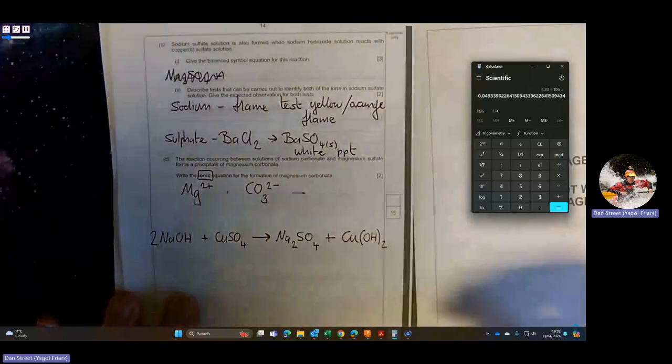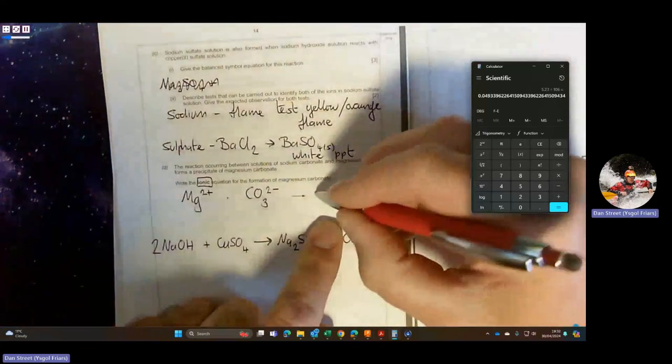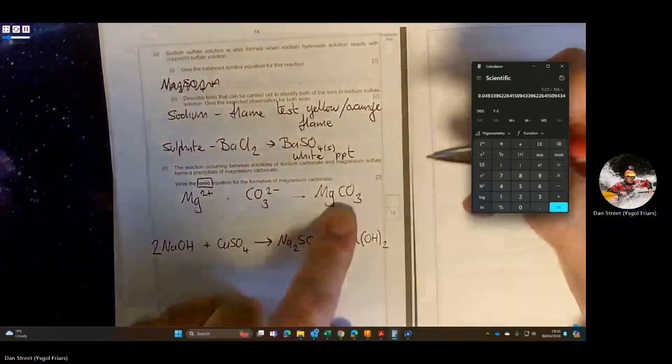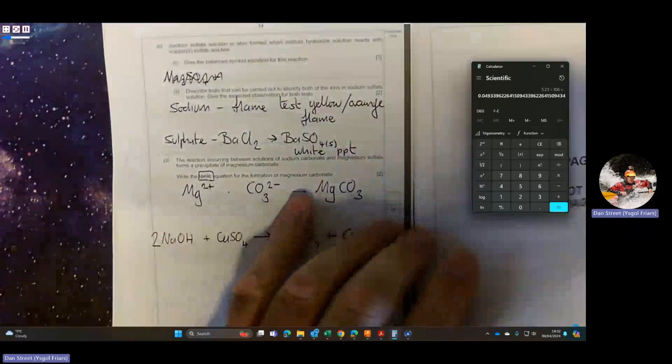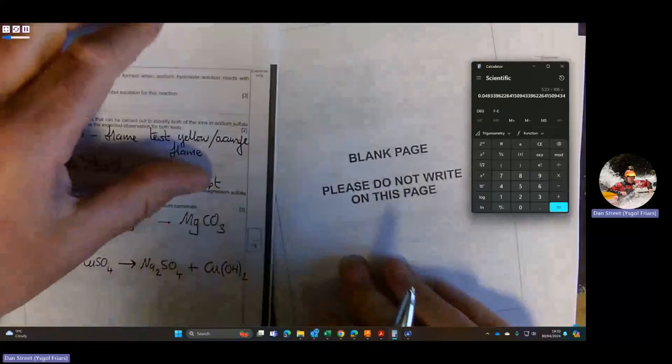These two automatically cancel each other out, so we can then move straight on to writing the formula MgCO3. So it's basically the same process as we've gone through a number of times at the back of the book, but written in a slightly different format. Okay, it's just a simple equation.